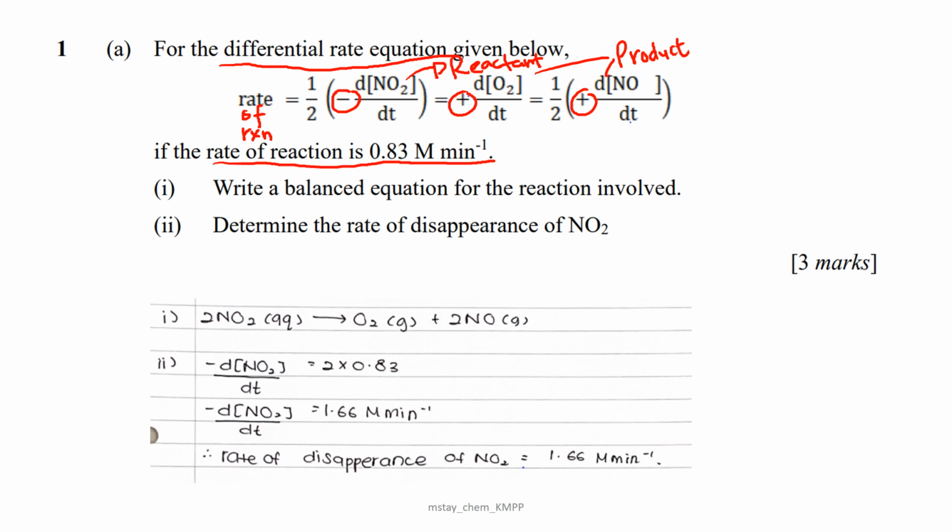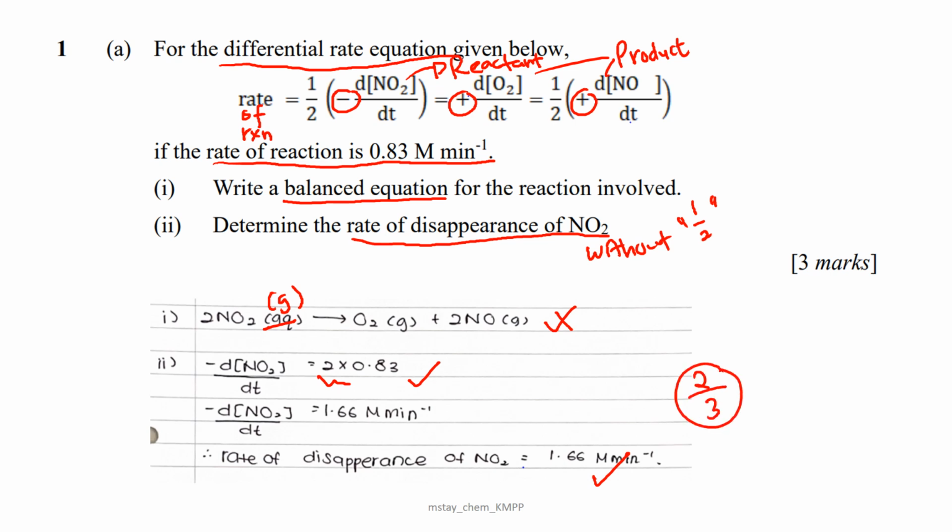The question A1 asks us to write a balanced equation. So this equation is balanced, but due to the physical state of NO2 supposedly is gas, so this equation is not given the mark. Next, the question asks us to determine the rate of disappearance, at where rate of disappearance basically is without the sign 1/2. So means that we need to multiply with 2 to get the rate of disappearance. And we get the rate of disappearance is 1.66 molar per minute. So for this question, the student will get 2/3 marks.